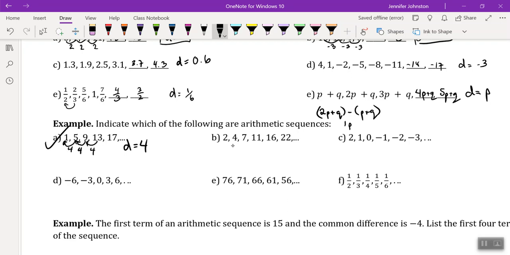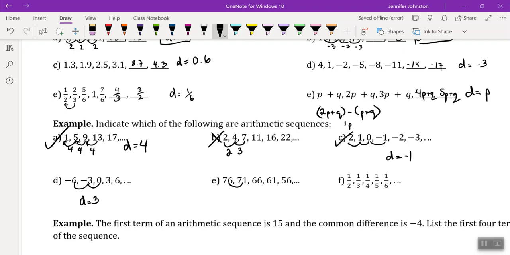Let's check this one. 2 minus 4, we get 2. 7 minus 4, we get, nope, automatically it is not arithmetic. Let's check this one. 1 minus 2, 0 minus 1, -1 minus 0. Yep, this is a common difference of -1, so yes, this one is arithmetic. What about this one? -3 minus -6, 0 minus -3. Yep, we're getting 3 every time, so a common difference of 3.